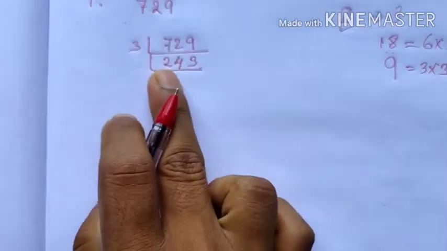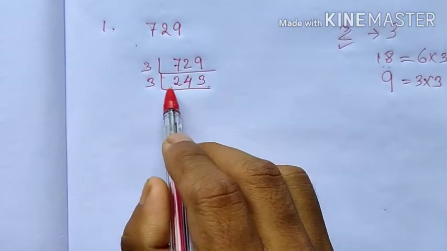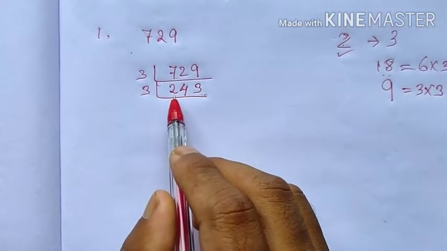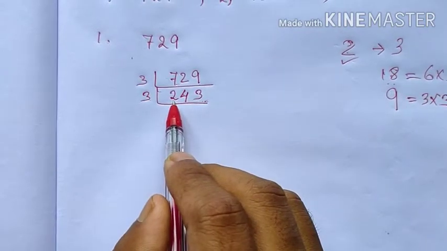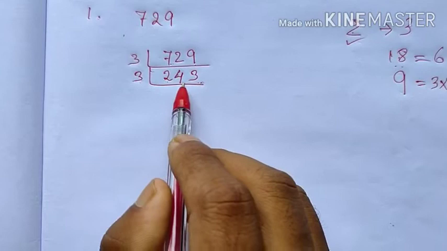So this number will also be divisible by 3 now. So I will write here 3. Can I divide 2 by 3 directly? No, because this 2 is smaller than 3. So I have to take 2 numbers now. 2 and 4 together will be 24.